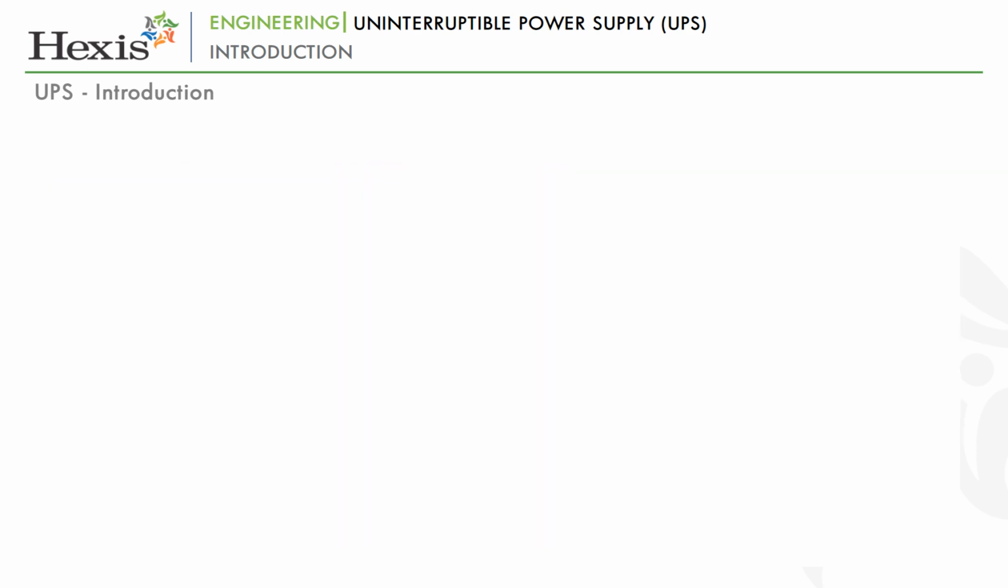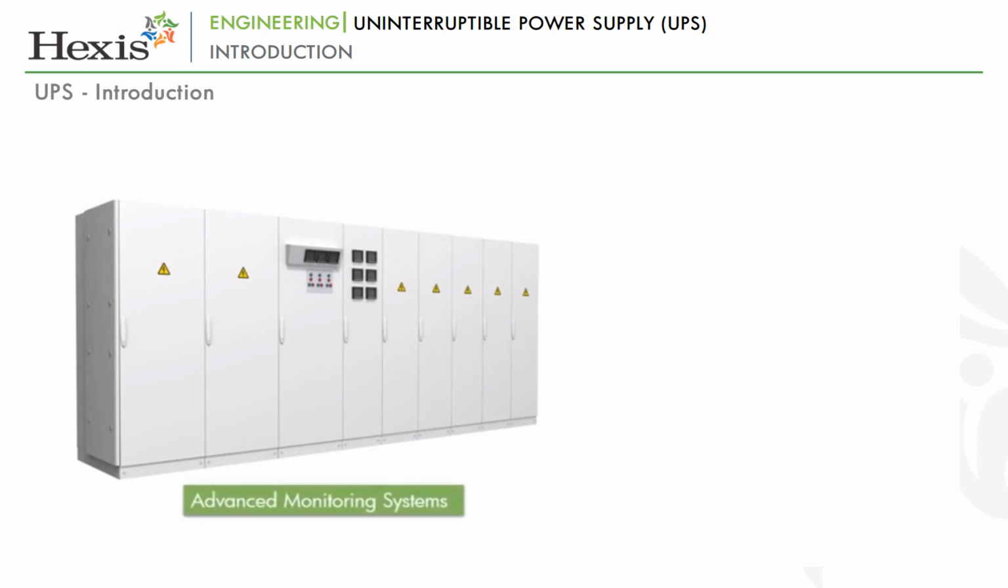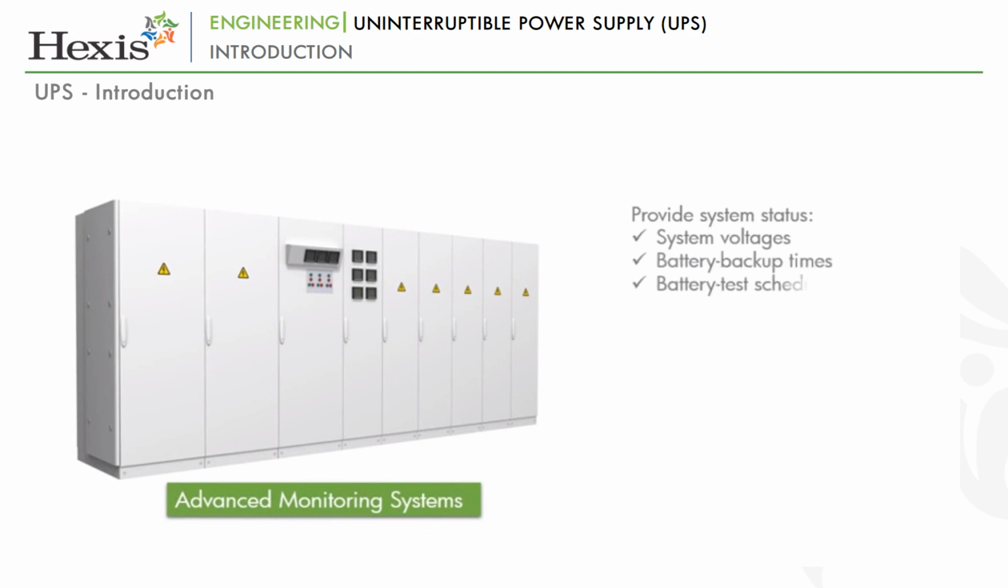Many newer UPS also feature advanced monitoring systems that provide system status for such items as system voltages, battery backup times, and battery test schedules. Other information included in monitoring includes whether the UPS is operating on batteries, utility power, or maintenance bypass. Some UPS also can conduct a controlled shutdown for computers in a network when a low battery warning occurs.